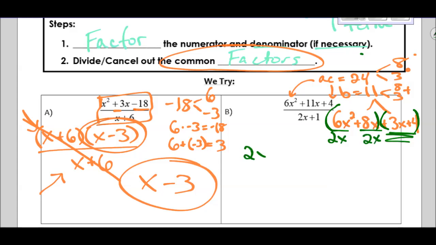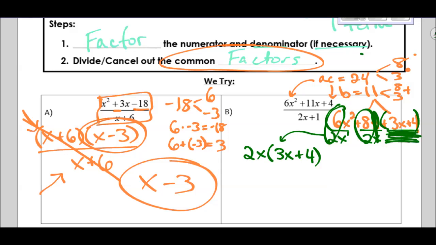That leaves me with 2x times 3x. 6 divided by 2 gives me 3. And I subtract the exponents, that gives me an exponent of 1 still. And then I cancel out these x's when I divide, and I do 8 divided by 2, that's 4. That's very convenient because that's exactly what we already have here.